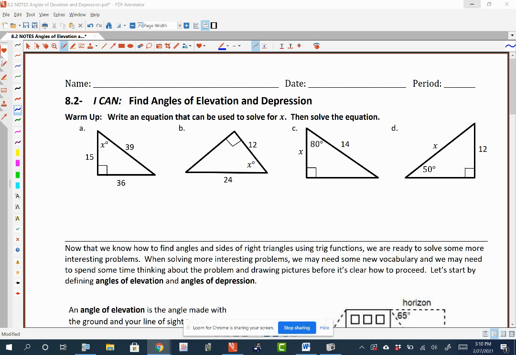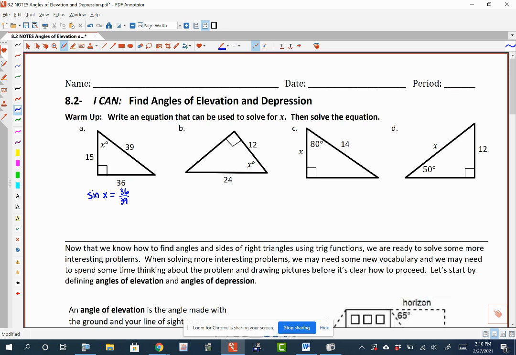As we look at problem A, x looks like it's an angle. I have the opposite side, I have the adjacent side, and I have the hypotenuse. So I can use any of my trig functions that I'd like to. I'm going to go ahead and use sine, just because it goes sine, cosine, tangent. And sine of that angle is equal to opposite over hypotenuse.